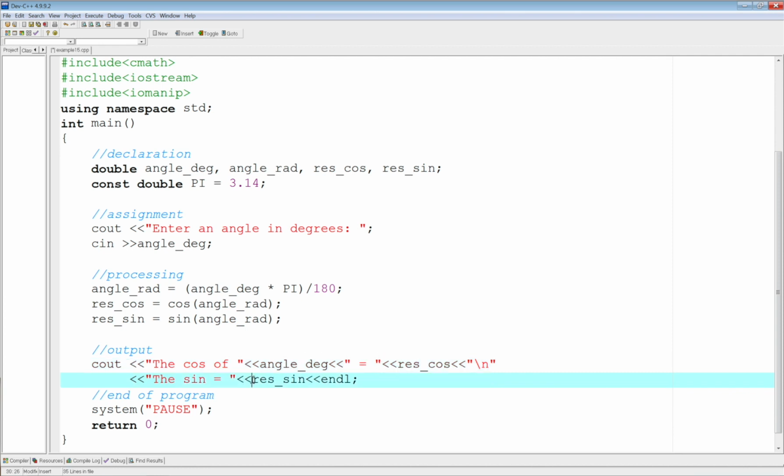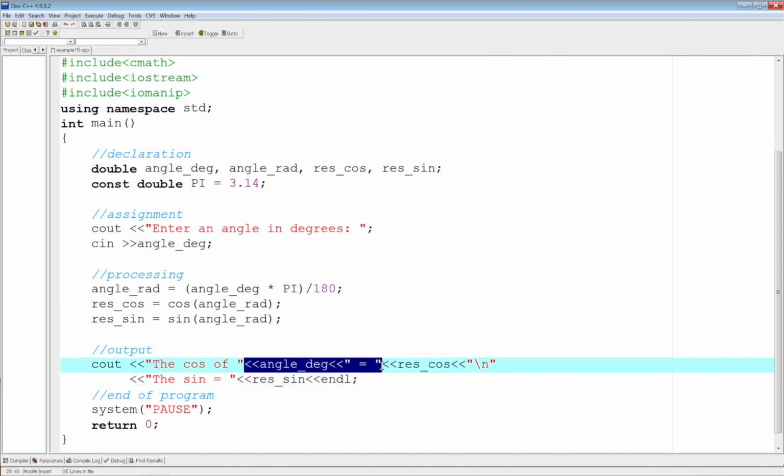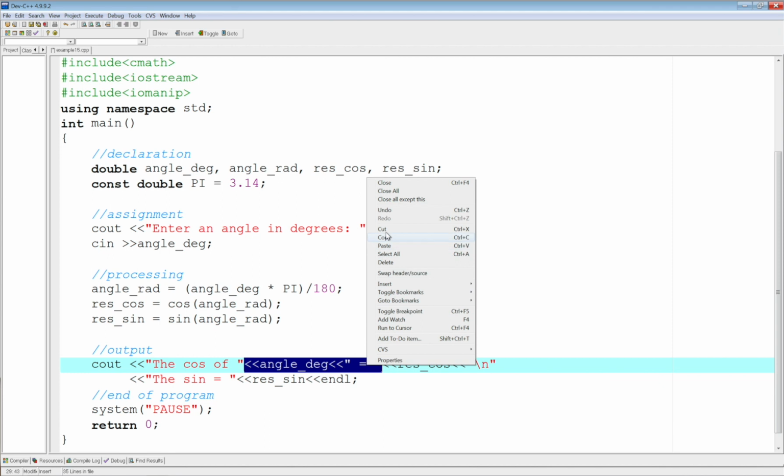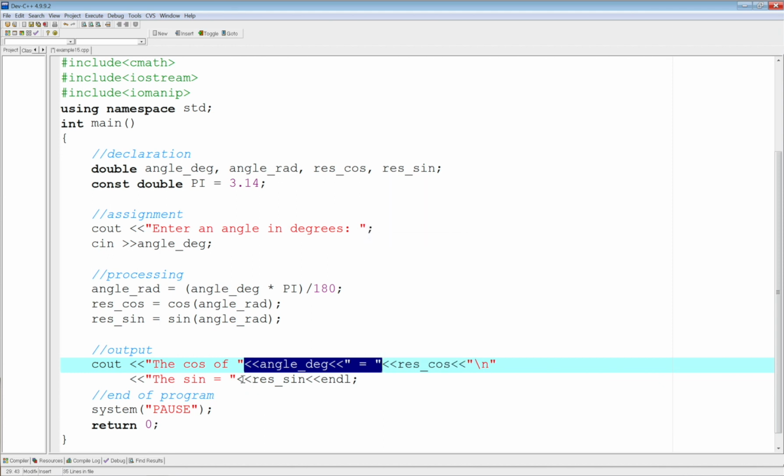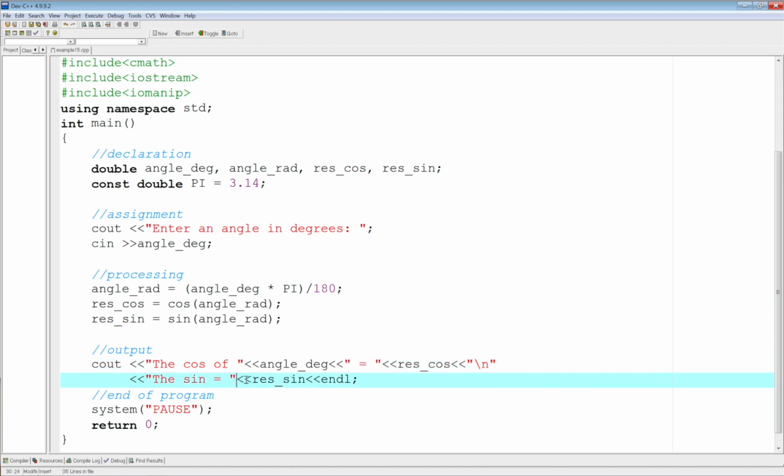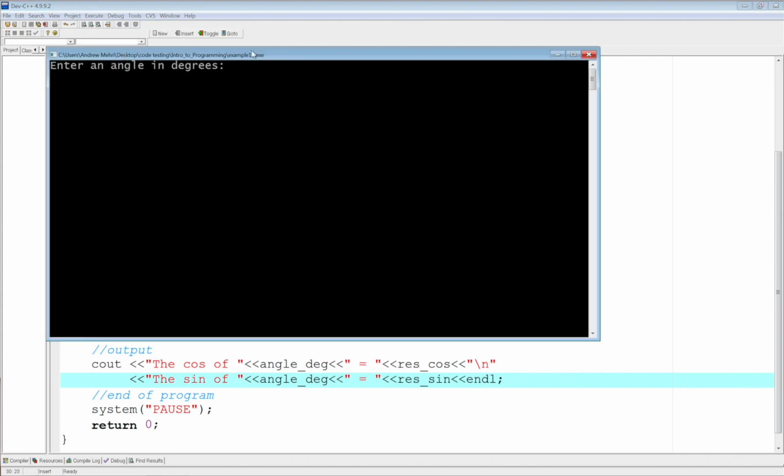We're going to do the same thing here, right? So I'm going to copy this part right here and insert it right here. Okay, so what this is going to do again, it's going to show sine of, so let me just write down of, whatever that angle in degrees is, equals that value. So let's recompile and run. Less confusing as far as an output is concerned, right?